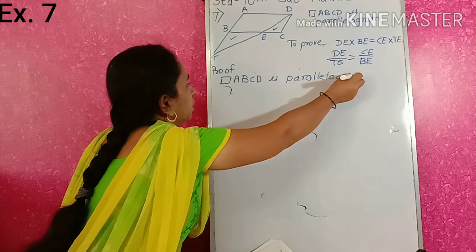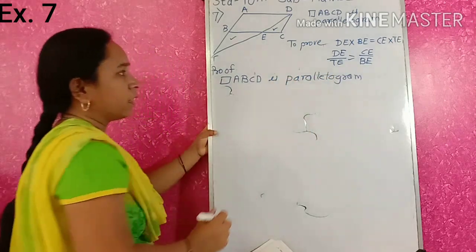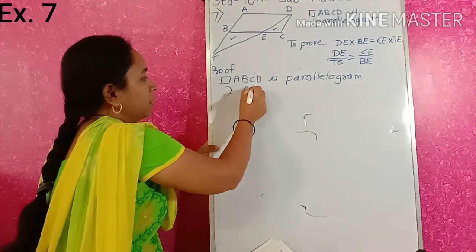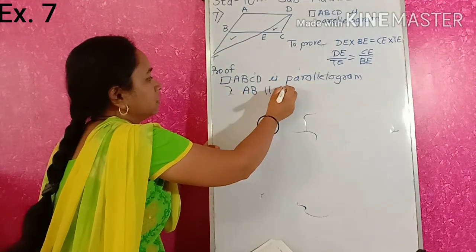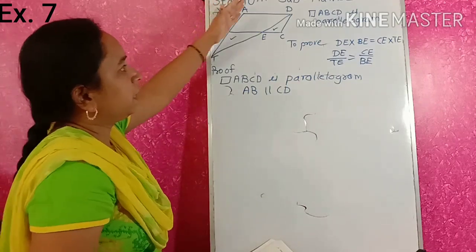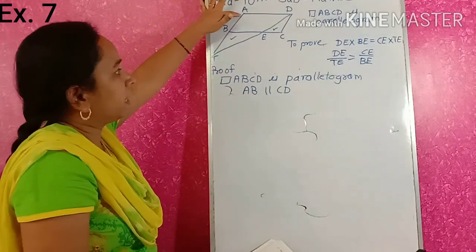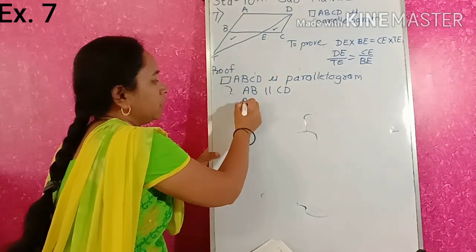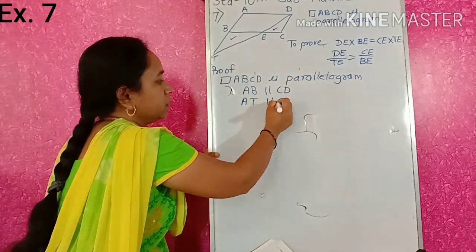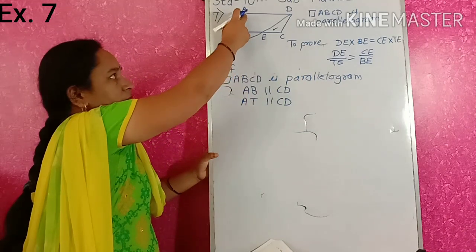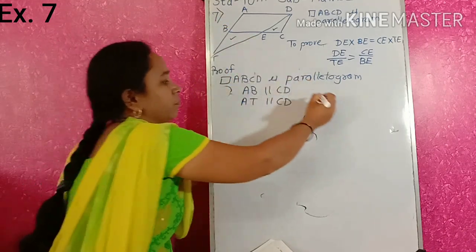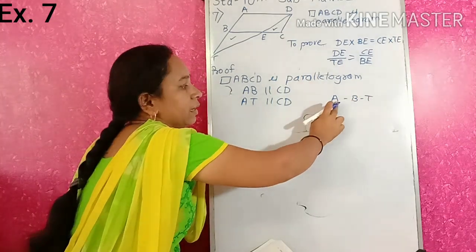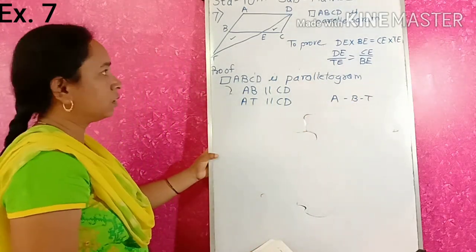It is given. If it is a parallelogram, then its opposite sides are parallel. So AB is parallel with CD. If AB is parallel with CD, then AT is also parallel with CD. Why? Because A-B-T, B lies in between A and T.